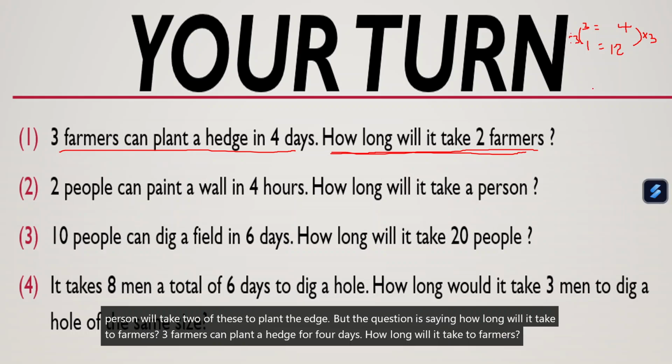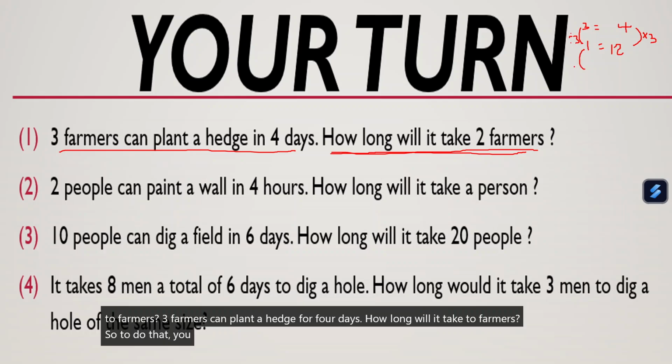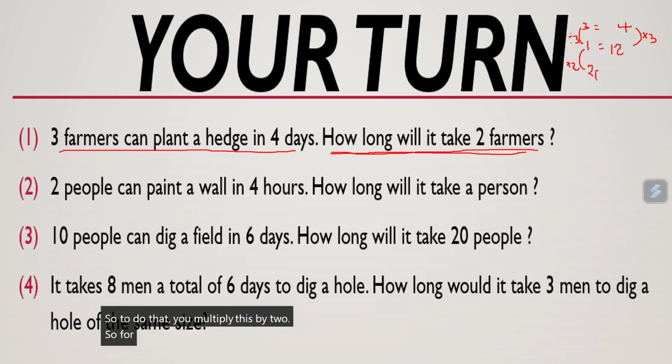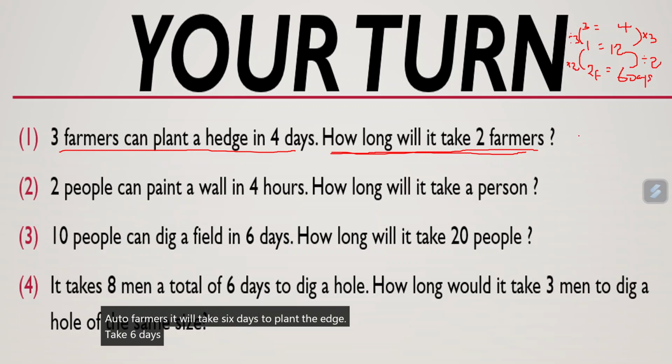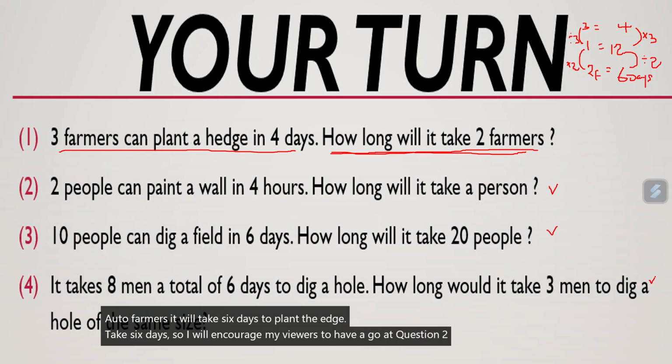So to do that, you multiply this by 2. So for 2 farmers, you then divide here by 2. For 2 farmers, it will take 6 days to plant the hedge. So I'll encourage my viewers to have a go at questions 2, 3, and 4.